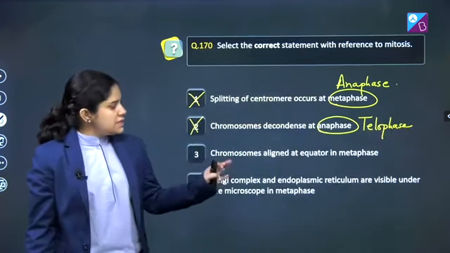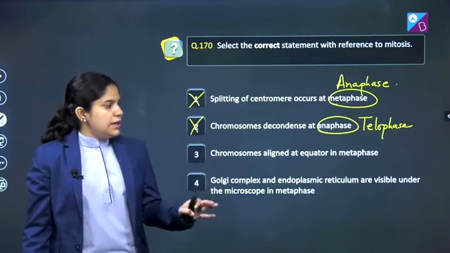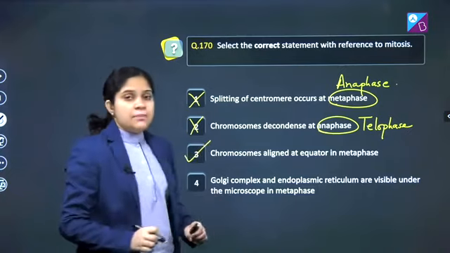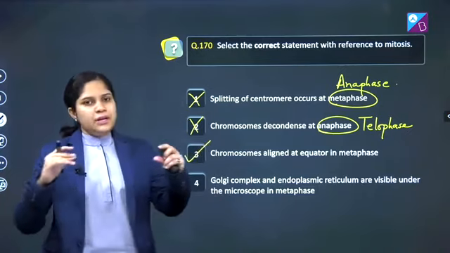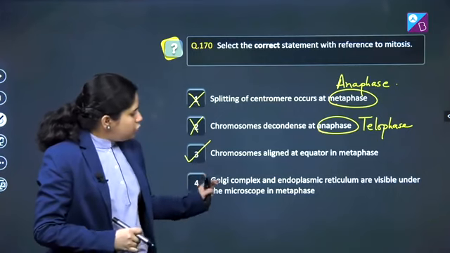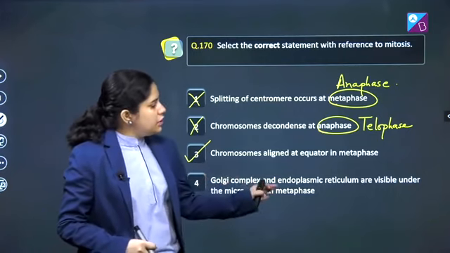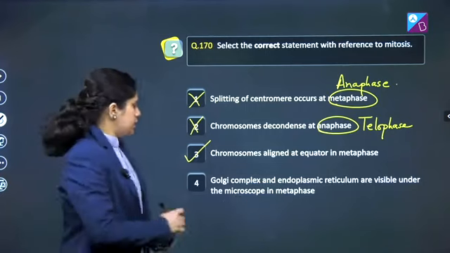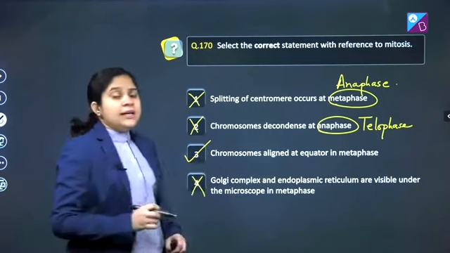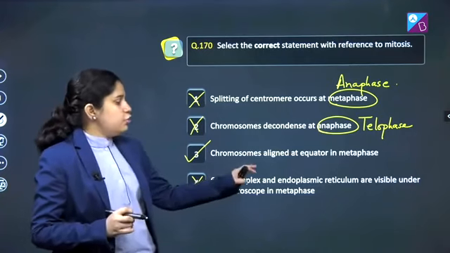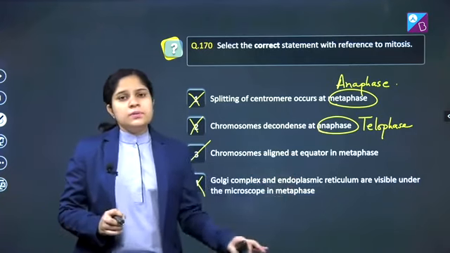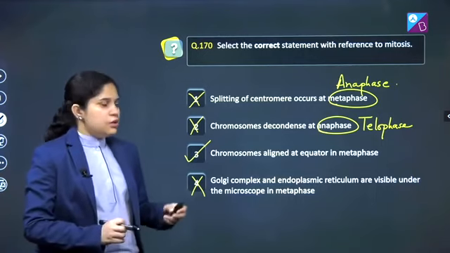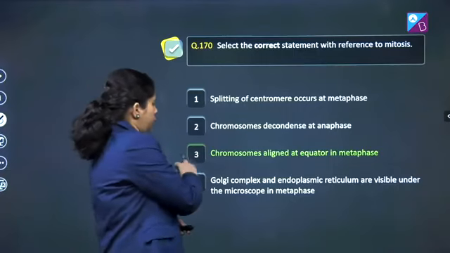थर्ड, क्रोमोसोम्स अलाइंड एट इक्वेटर इन मेटाफेज. This is correct. मेटाफेज के टाइम पे क्रोमोसोम इक्वेटोरियल प्लेट पर अलाइंड होते हैं. फोर्थ, गोल्जी कॉम्प्लेक्स एंड एंडोप्लाज्मिक रेटिकुलम आर विजिबल अंडर द माइक्रोस्कोप इन मेटाफेज. ये इनकरेक्ट है. आपकी एनसीईआरटी में लाइन दी गई है दैट गोल्जी कॉम्प्लेक्स एंड एंडोप्लाज्मिक रेटिकुलम आर नॉट विजिबल अंडर द माइक्रोस्कोप बाय द एंड ऑफ प्रोफेज. सो इस क्वेश्चन का करेक्ट आंसर है ऑप्शन नंबर 3.